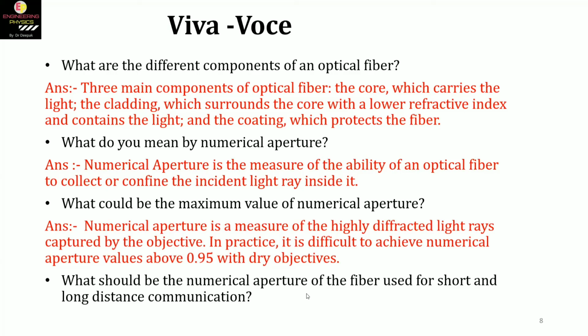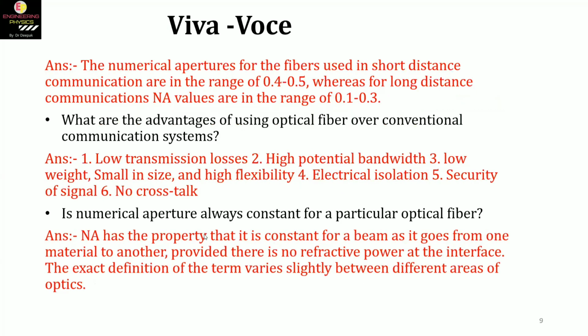What should be the numerical aperture of a fiber used for short and long distance communications? For short distance, we use numerical aperture in the range of 0.4 to 0.5, whereas for long distance communications, numerical aperture values are in the range of 0.1 to 0.3. What are the advantages of using optical fiber over a conventional communication system?